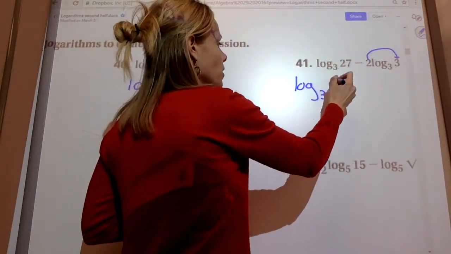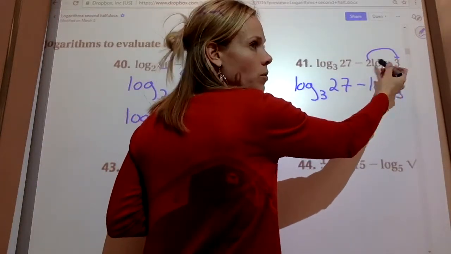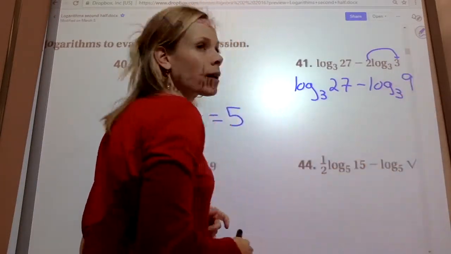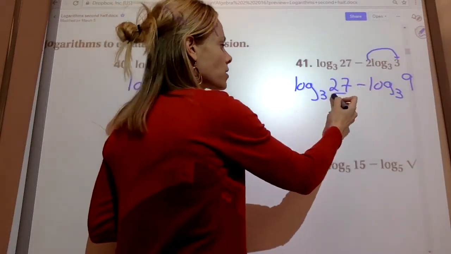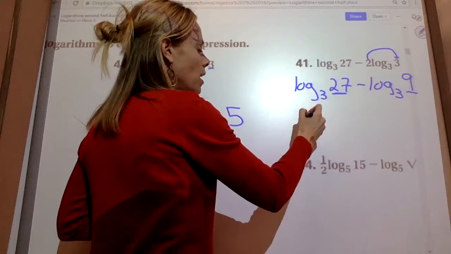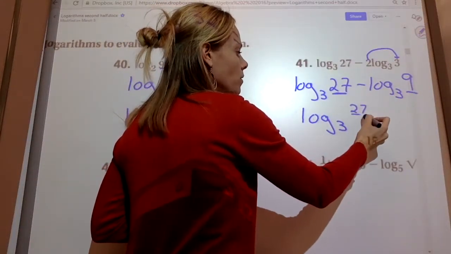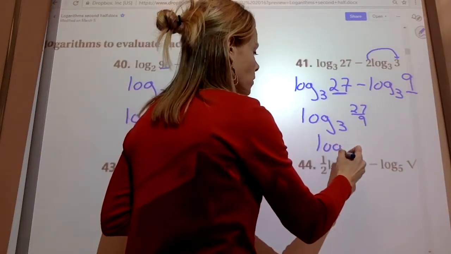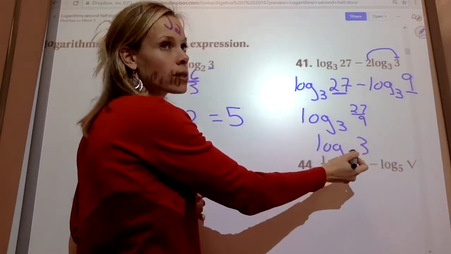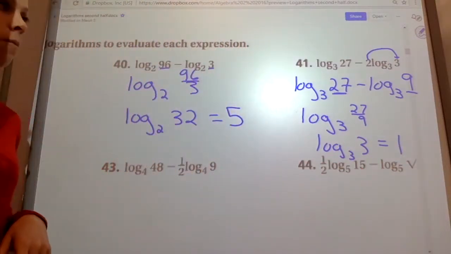Don't forget, when I'm subtracting, to use that property, this 2 does have to go there first. So log 3 of 27 minus log 3 of 3 squared, and what is 3 squared? 9. Let's go ahead and just do that. Then subtraction means divide log 3 of 27 over 9, which is 3. And 3 to what power is 3? 1.